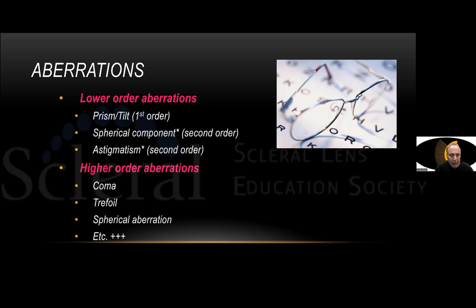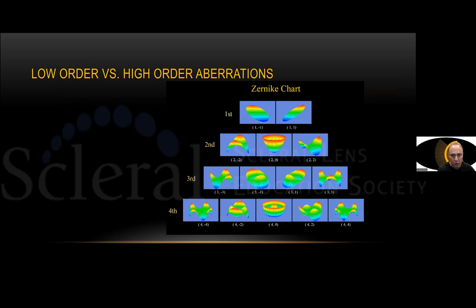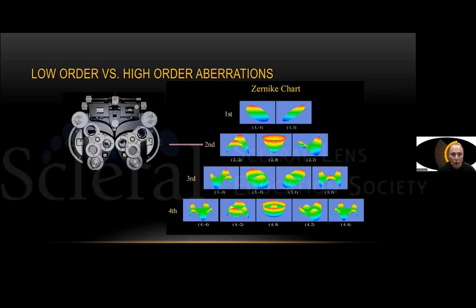Then we have high order aberrations, and there are many of them and many orders of these. Probably the three most common that we deal with are coma, trefoil, and spherical aberration, but there are many, many others. Let's talk about that a little bit. In terms of low order aberrations, we deal with those on a daily basis. We measure them in the phoropter and other standard refractive technologies.